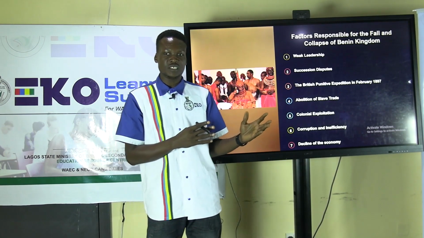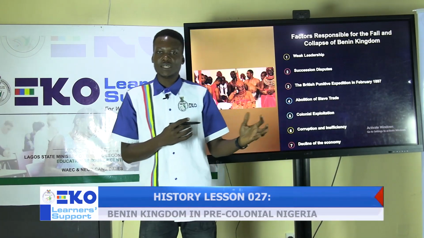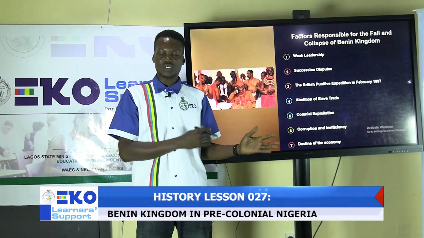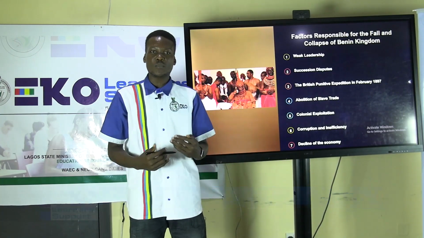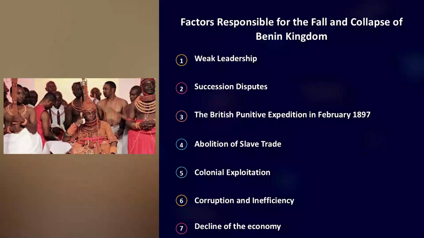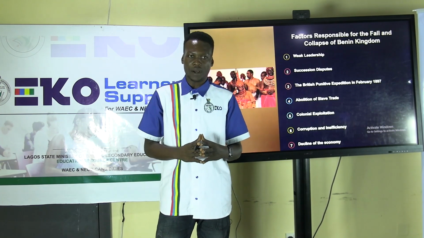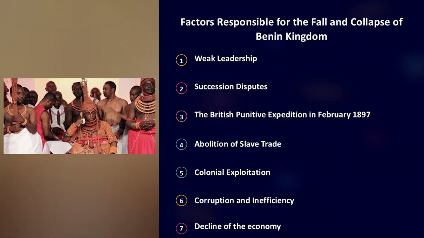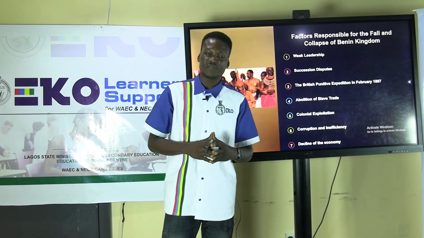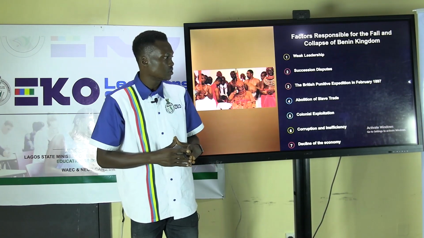If you recall, when we were discussing the origin, we said instability led to the end of the last Ogiso. It got to a point whereby the leadership became weak. Also, succession disputes. There were disputes within the royal family on who should succeed the late Oba. Also, the British punitive expedition in February 1897. Yes, the British came into Benin Kingdom in February 1897, and there was an expedition.